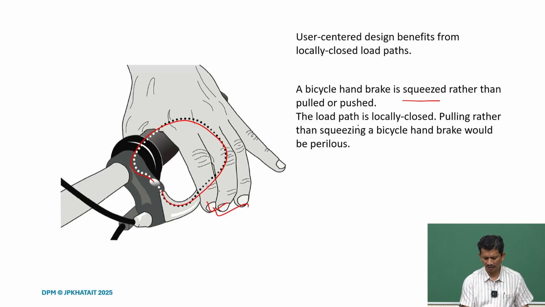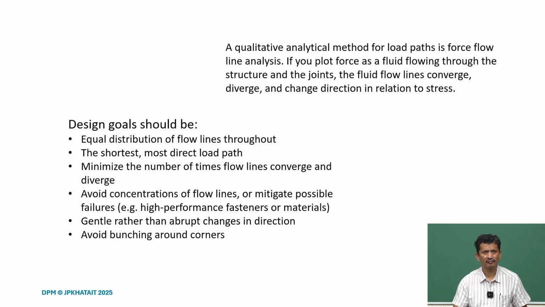Again, here the load path is locally closed. Pulling rather than squeezing a bicycle handbrake would be perilous, because if you assume that the brake wire is just hanging loose and you have to apply the brake just by pulling it, it will be disastrous. So, one way to visualize the load path is to look at the force flow.